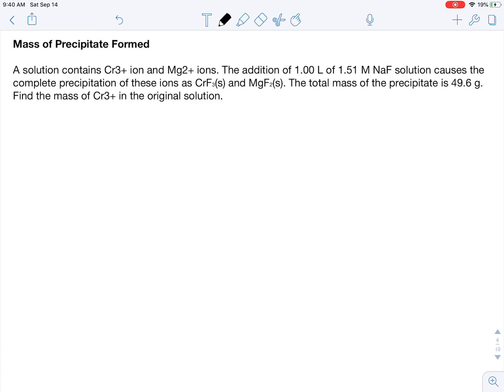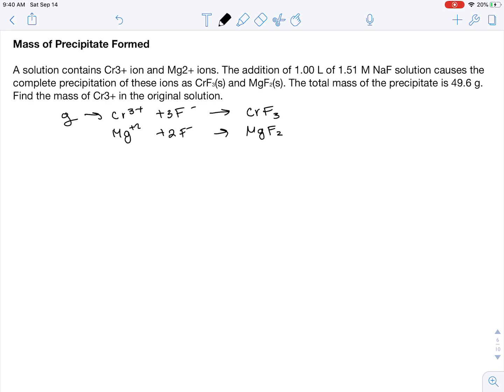So basically, if you were to write the precipitation reactions of these two, it would look something like this, right? Chromium 3 plus plus fluoride makes chromium 3 fluoride. Since there's 3 fluorides, we have to balance. And the magnesium would look like this. And we want to know how much mass of this was in the original solution.